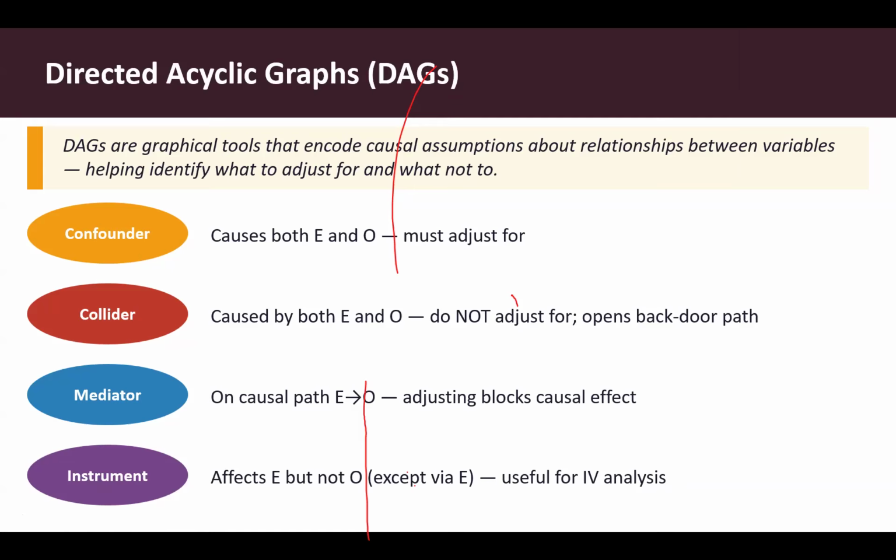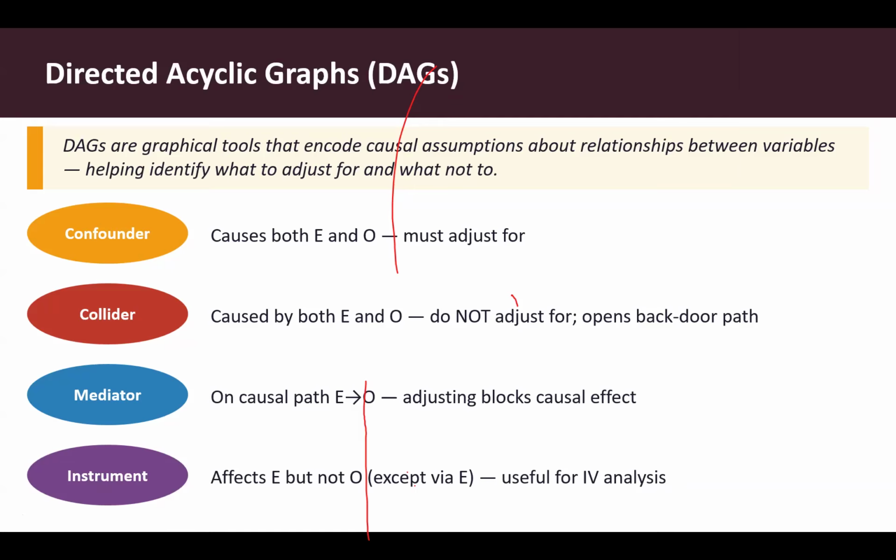And then we have a mediator on the causal pathway from exposure to outcome; adjusting for it blocks the causal effect. And then there is an instrument, which affects exposure but not outcome except through exposure, and it is useful for analysis.